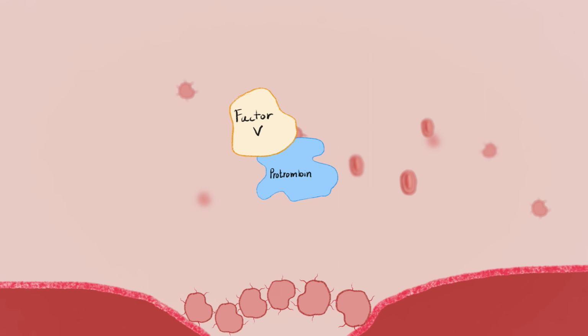they're going to combine along with phospholipids and calcium to activate factor 10. The activated form of factor 10 then activates factor 5, which is also activated by thrombin. Factor 5, along with platelet factor 3, helps to convert prothrombin into thrombin.